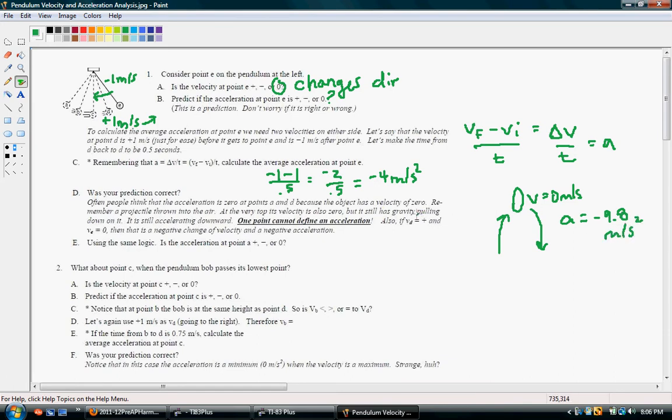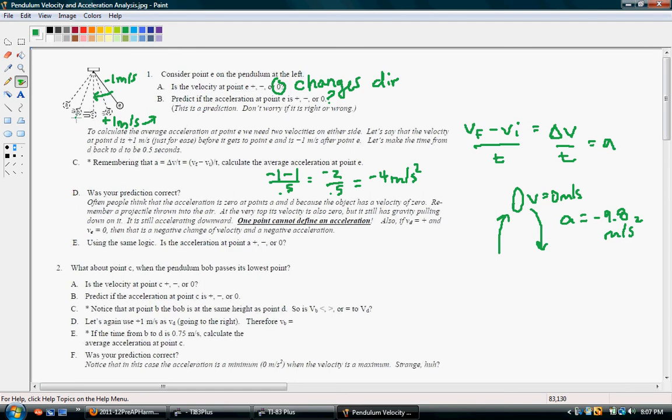So one point cannot define an acceleration. Just because right here the velocity is 0, it still has a very large negative acceleration. Also, if the velocity at D is positive and the velocity at E is 0, then that meant that there was a negative change of velocity and therefore a negative acceleration. Using the same logic, is the acceleration at point A positive, negative, or 0?